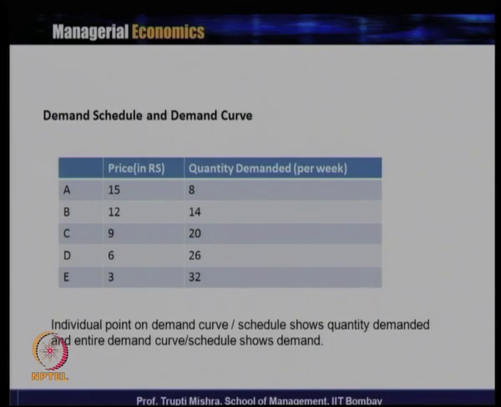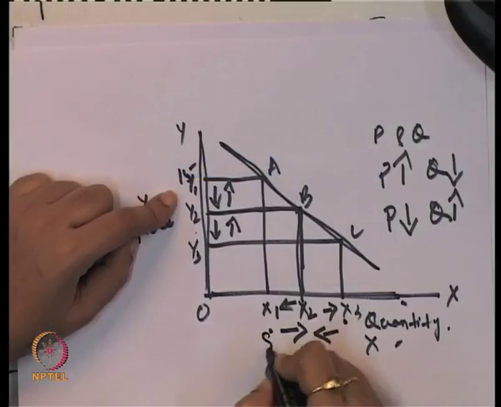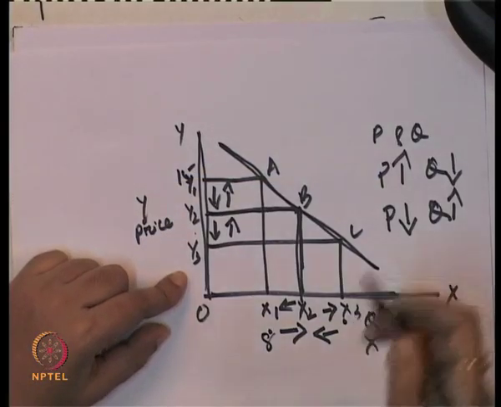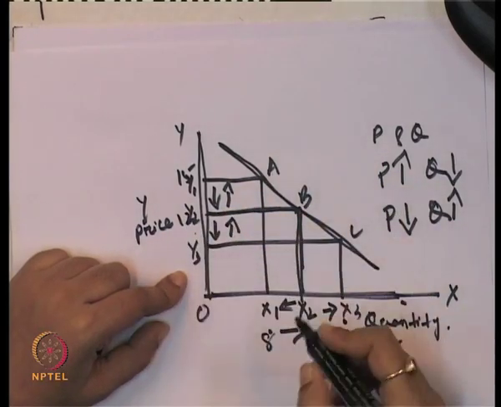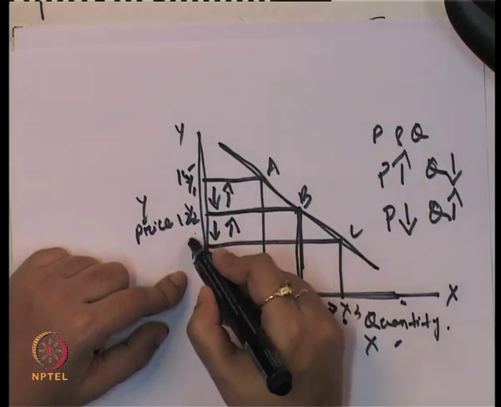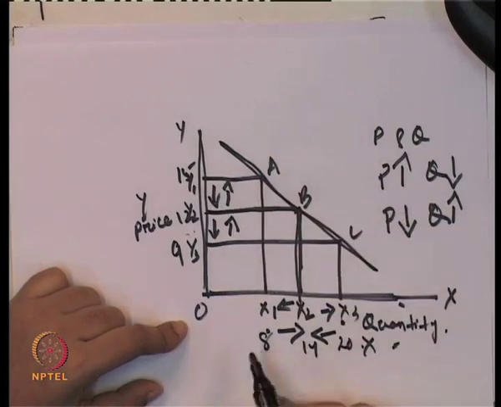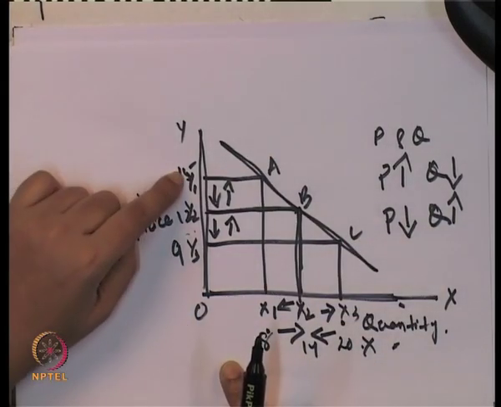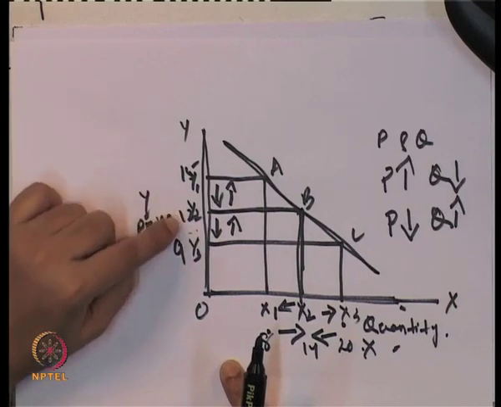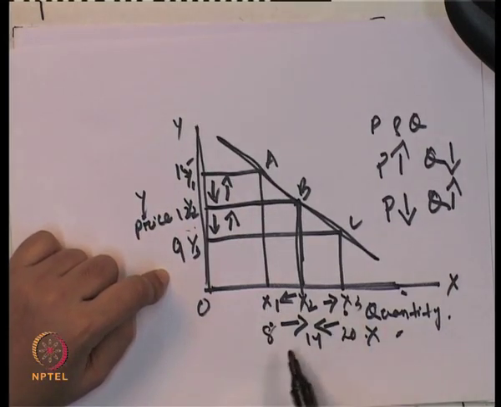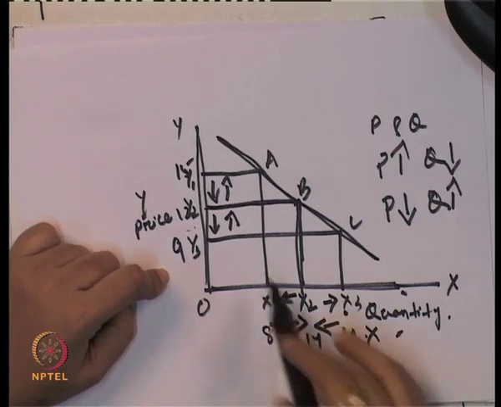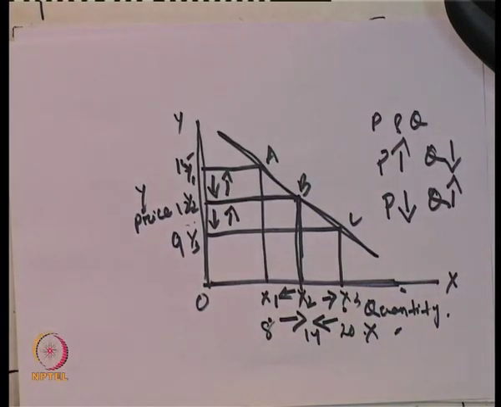Suppose when the price is 15, quantity demanded is 8, and again when the price is 12, quantity demanded is 14, price is 9, quantity demanded is 20. So, if you plot this again in a graph, taking the numbers rather than y1, y2, y3, putting 15, 12 and 9, and in this case x1, x2, x3, putting 8, 14 and 20, it again shows the same relationship, that whenever there is a decrease in the price, that leads to an increase in the quantity demanded, and whenever there is an increase in the price, that leads to a decrease in the quantity demanded.